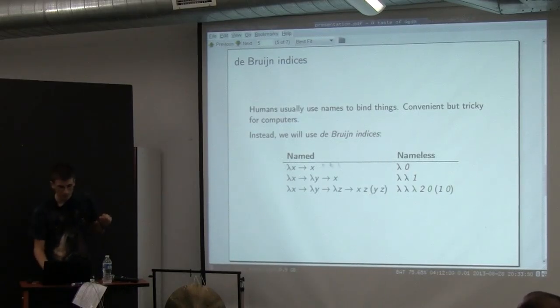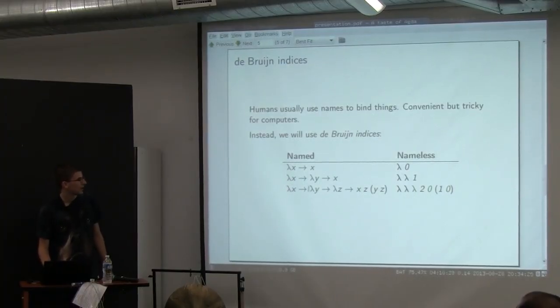So for example, if we've got this identity function, so we've got lambda x goes to x, so a very simple function, this will be simply represented by lambda 0. So we don't name the argument. We simply use the 0 to say it's the first lambda going to the left. If we have a constant function, so it discards the second argument, we've got lambda x goes to lambda y goes to x, we're going to have two lambdas binding two things, and then 1, because x refers to the second lambda going to the left. I also got a more complicated example, but you hopefully get the idea.